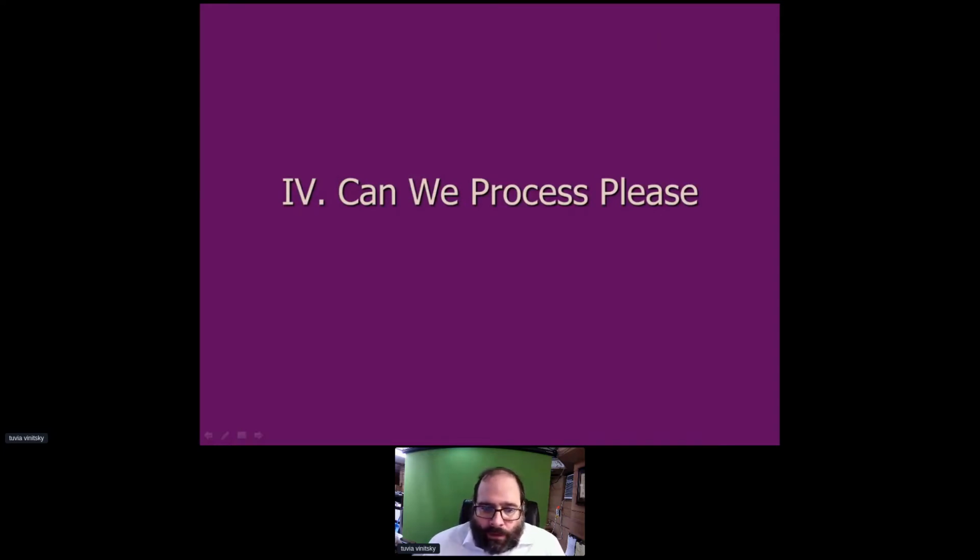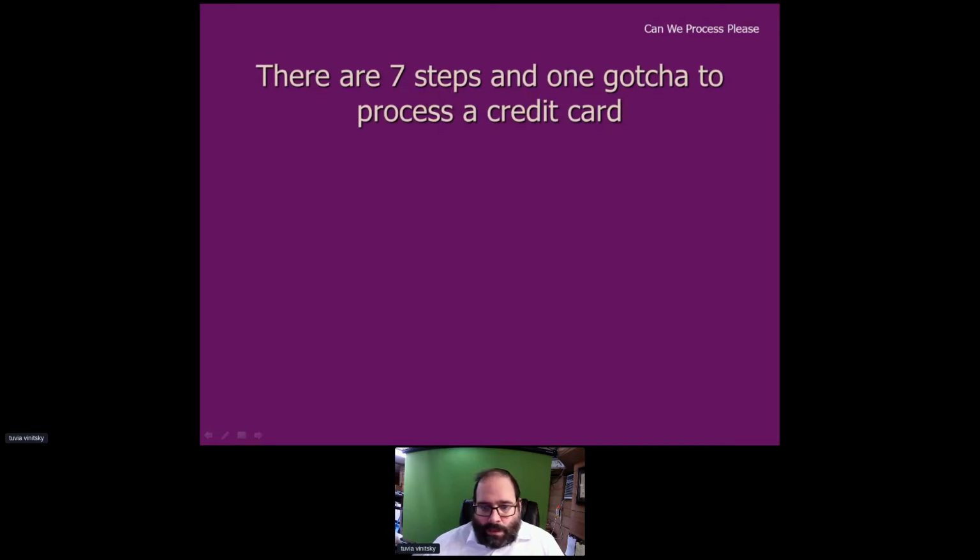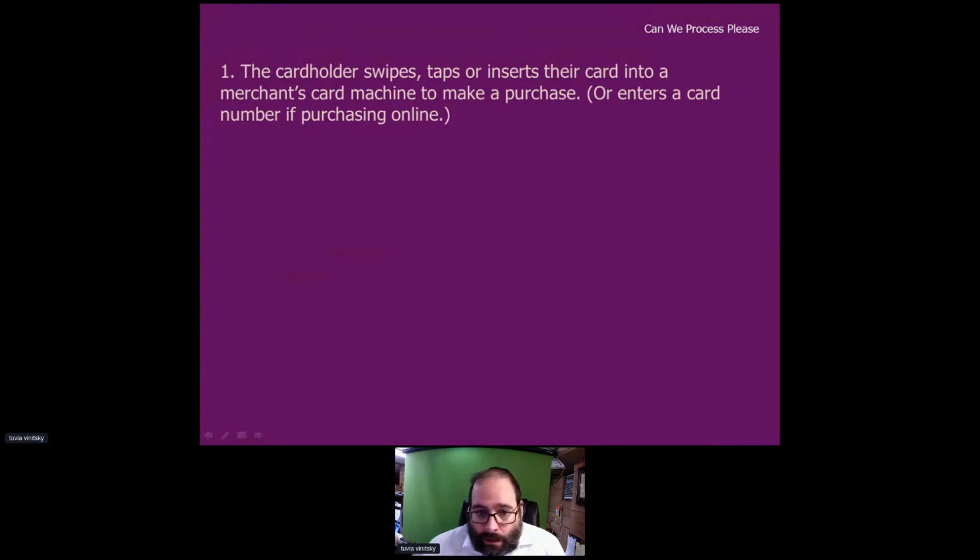If you think it's not complicated enough already, we're going to make it a little more complicated. We've got cards and we've got credit card networks. We've got acquiring banks, issuing banks, gateways, resellers, merchants, and credit card networks all have to come together in order to process one transaction. Let's see how that works. There are 7 steps and 1 gotcha to processing a credit card. Step number 1, the card holder swipes, taps, or inserts the card into the merchant machine or enters their number into an online e-commerce site.